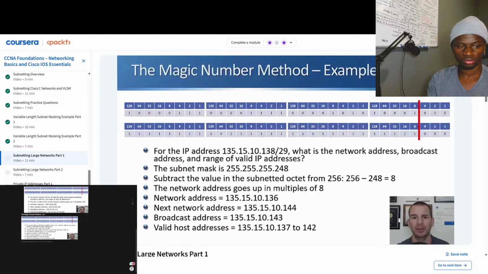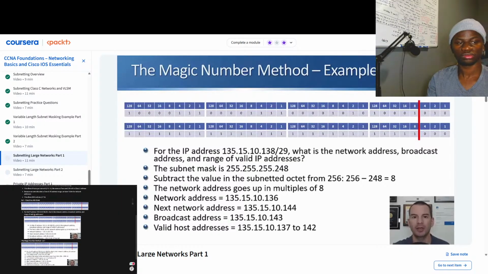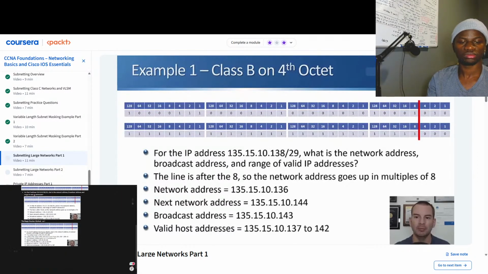With the magic number method, whatever the subnet mask is, you subtract that from 256, and that gives you your address blocks. It's pretty similar to the way that I was doing it previously. The way I normally do it is the octet that is being subnetted on, I'll write that out. So I'll write out 128, 64, 32, 16, and so on. And then I will figure out what the bit pattern is, and then I can put the line in, and I can see where the address block is at.